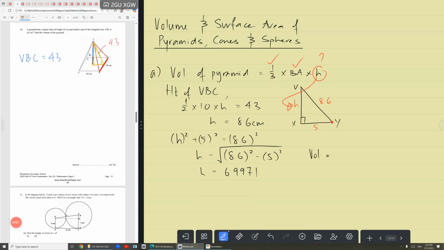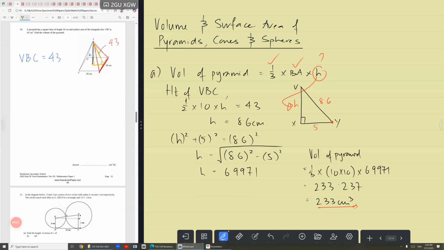Therefore, volume of pyramid is equal to 1/3 times base area. Like I mentioned, the base area is a square, so it's just 10 times 10, then times 6.9971. Again using our calculator, 6.9971 times 100 times 1/3, and we will simply get 233.237. So to three significant figures it will be 233 cubic centimeters.